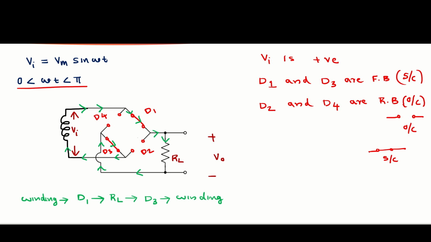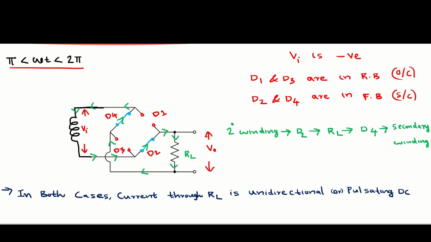That means, consider when omega t from 0 to pi, what is the direction of current flow when it is flowing through the load resistor RL? First the current starts from the winding, D1, RL, in downward direction, then D3 and winding. When omega t from pi to 2 pi, what is the direction of current flow through RL? Secondary winding, D2, RL. In this case also it is in downward direction.